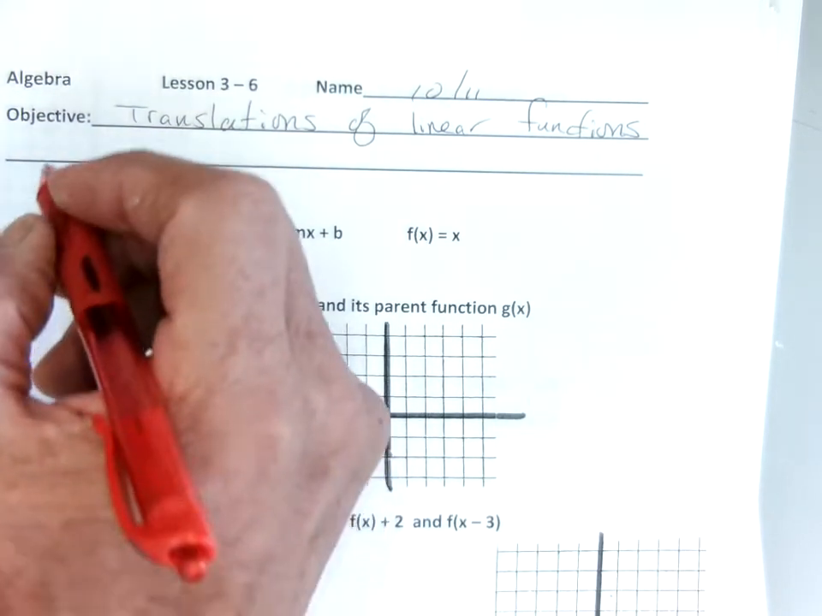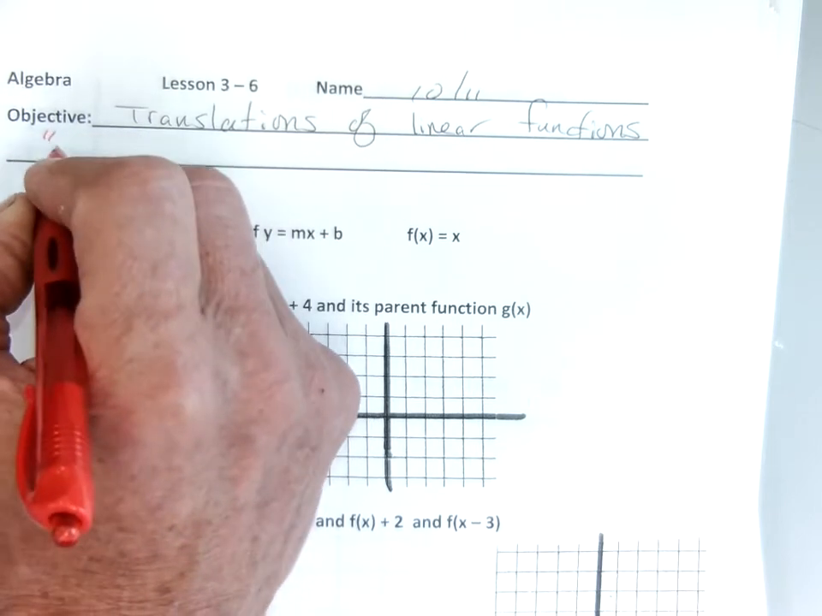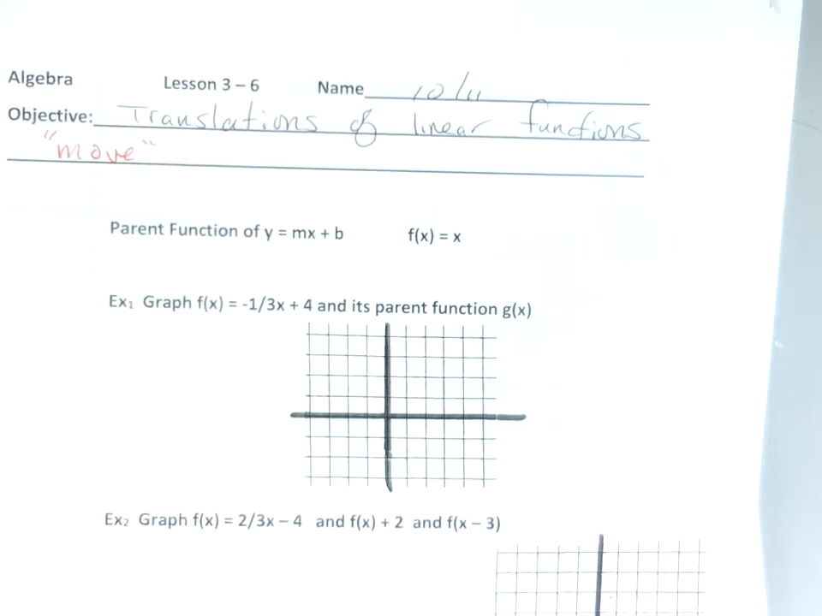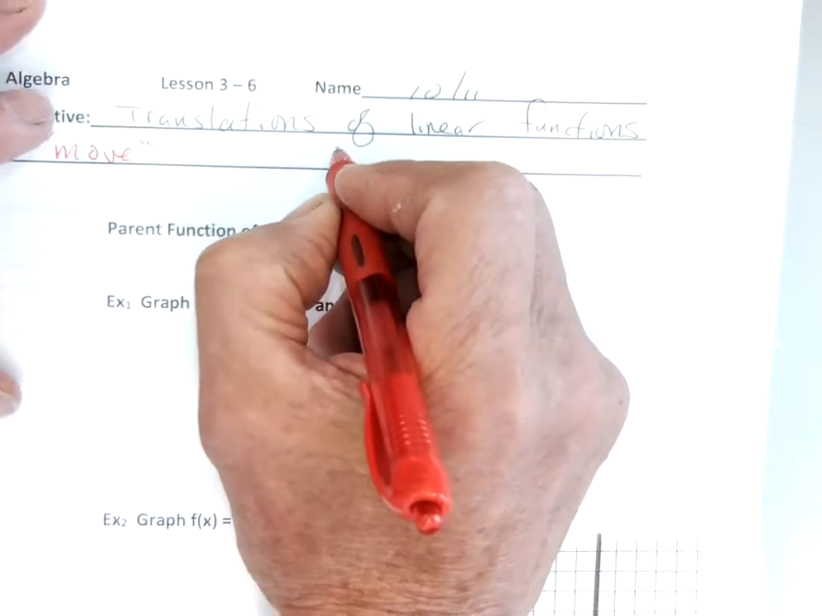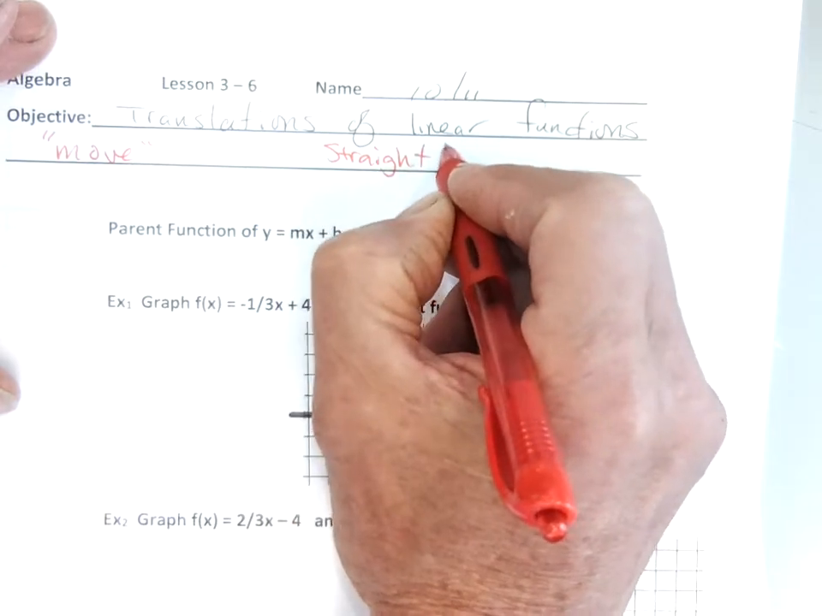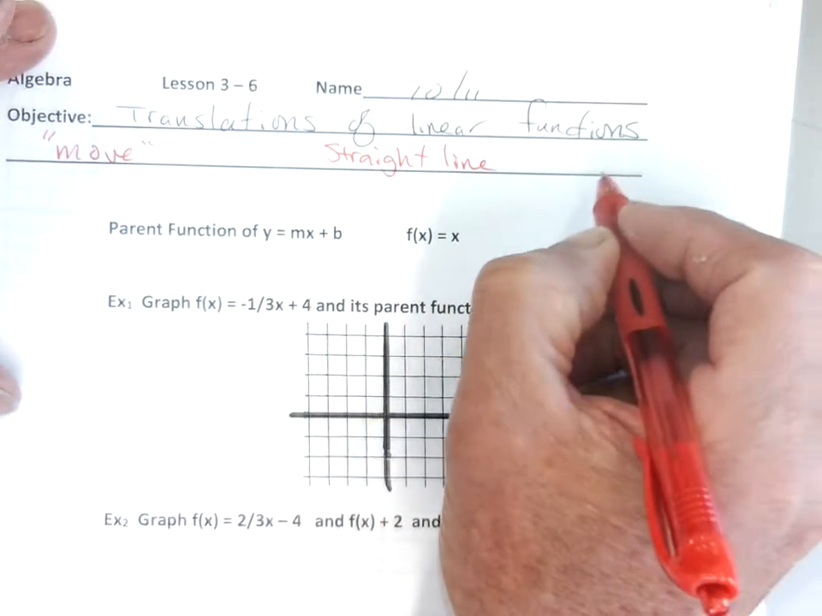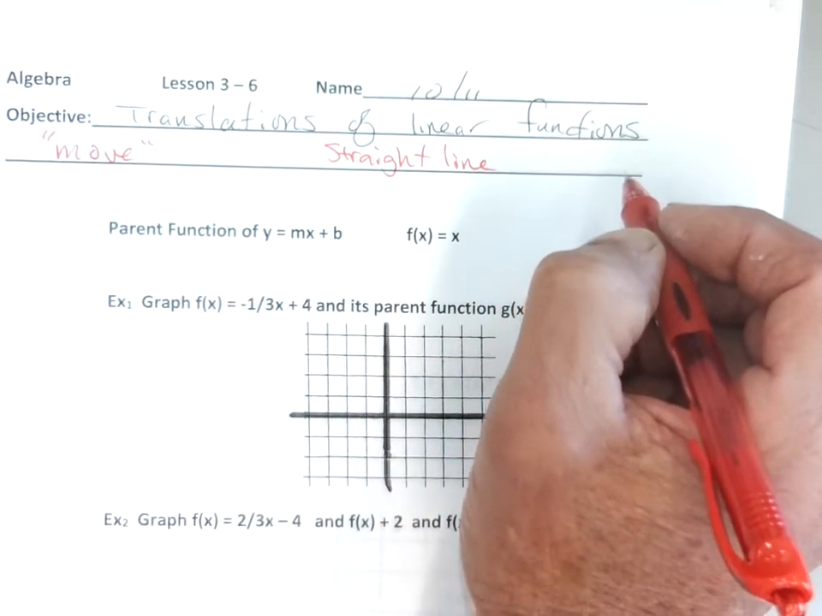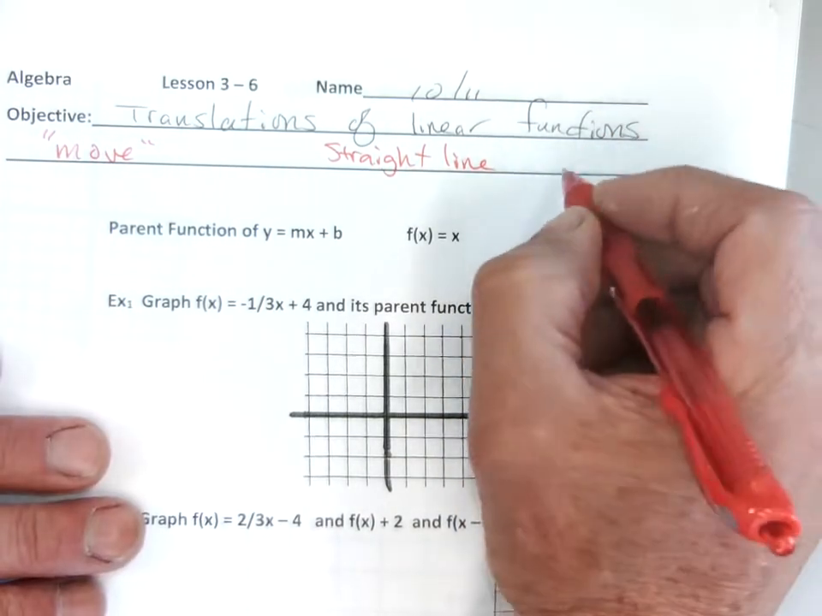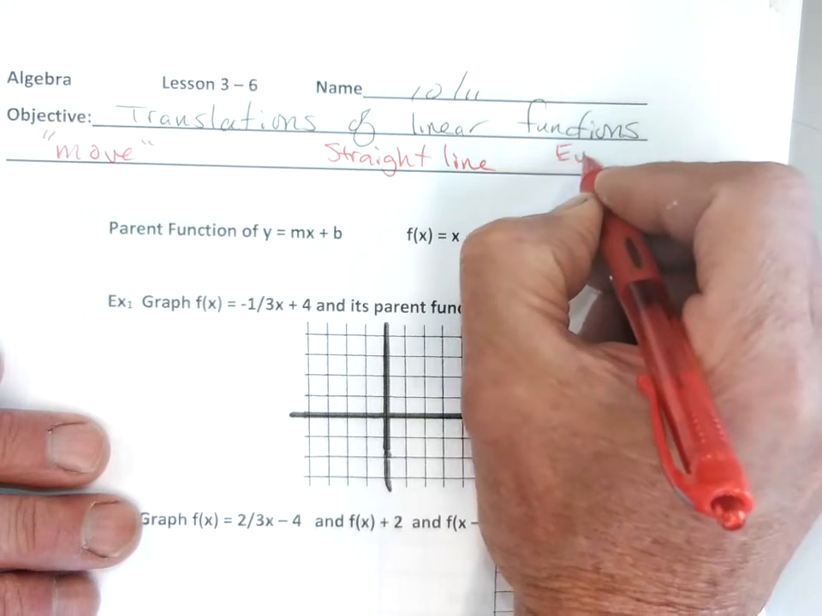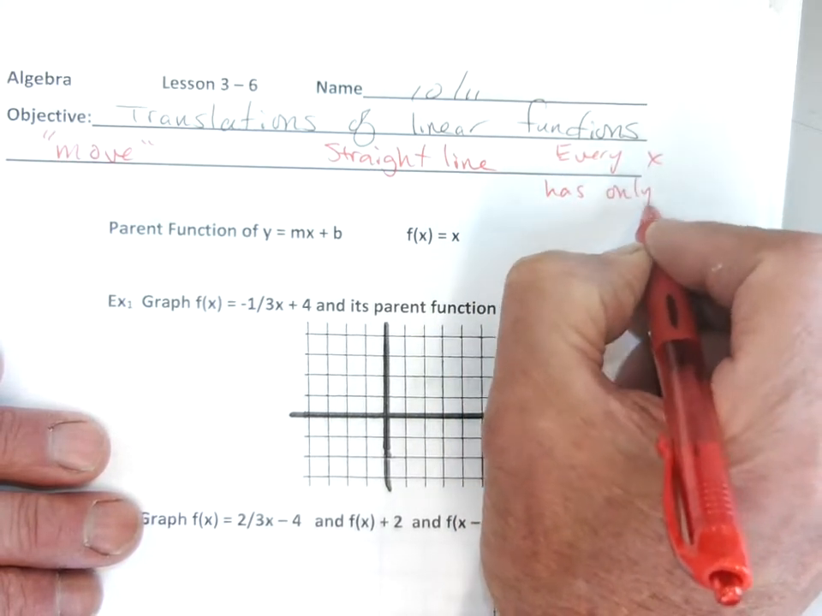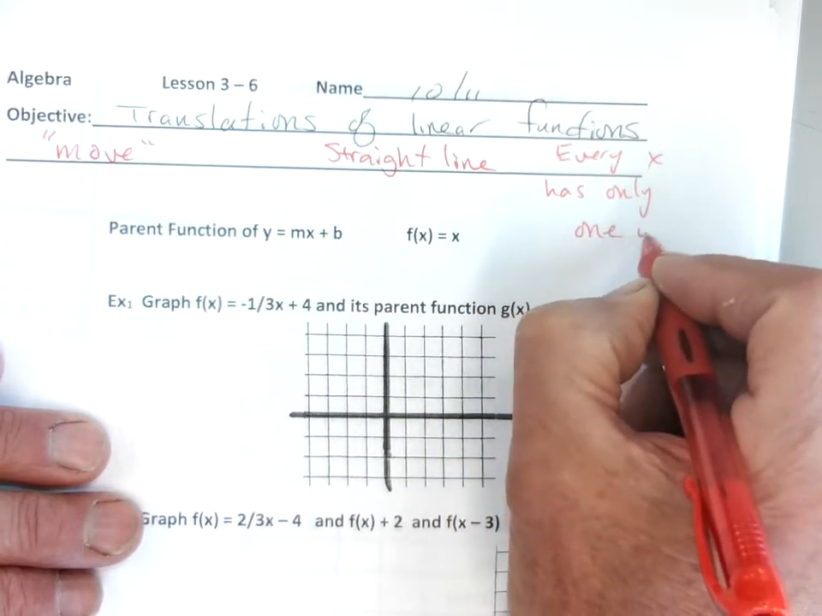Well, when you see the word translate, it just means to move it. Just to move a graph. And linear, we know if it's linear, it's going to be a straight line. And if it's a function, then it's got to pass that vertical line test, right? So if it's a function, we know that every x has exactly one y.